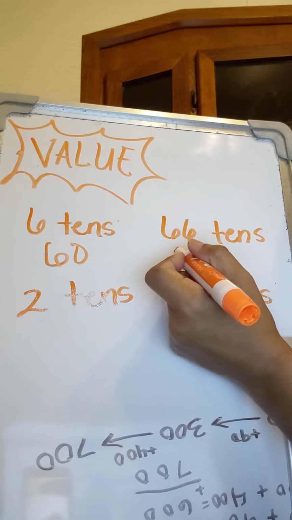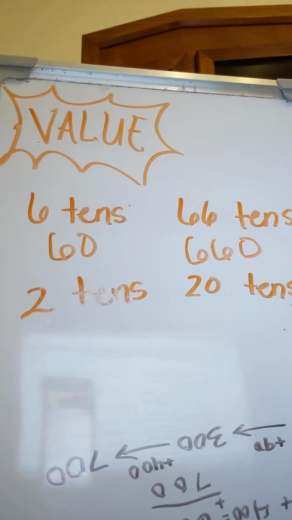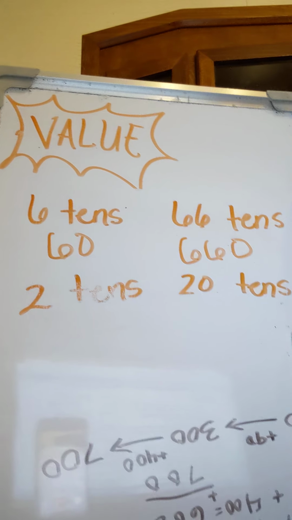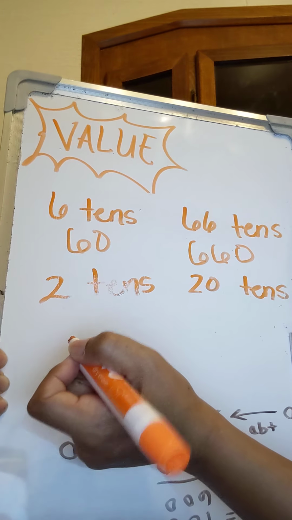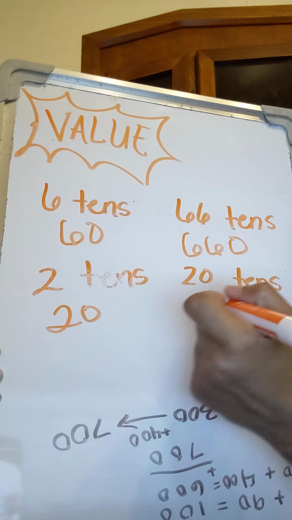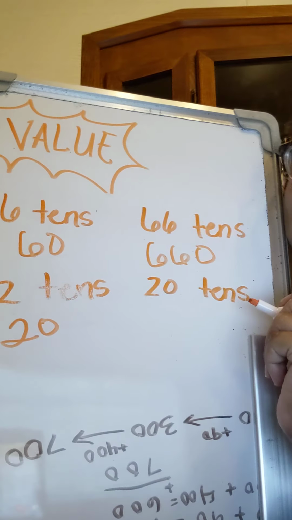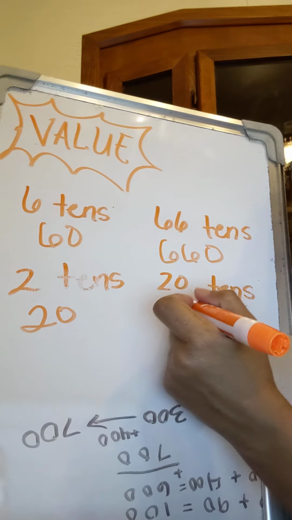Correct. You are absolutely right. The value is 660. Awesome job, second grade. All right, let's do a couple more. 2 tens are worth exactly 20. Easy peasy lemon squeezy. What about 20 tens? Yes, you're absolutely right.